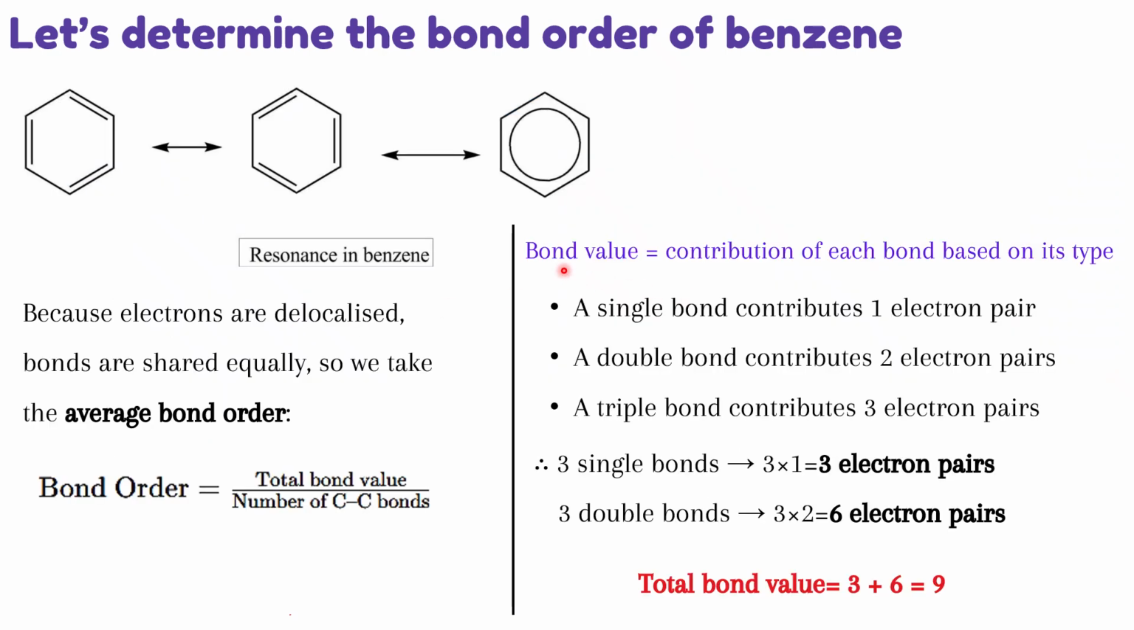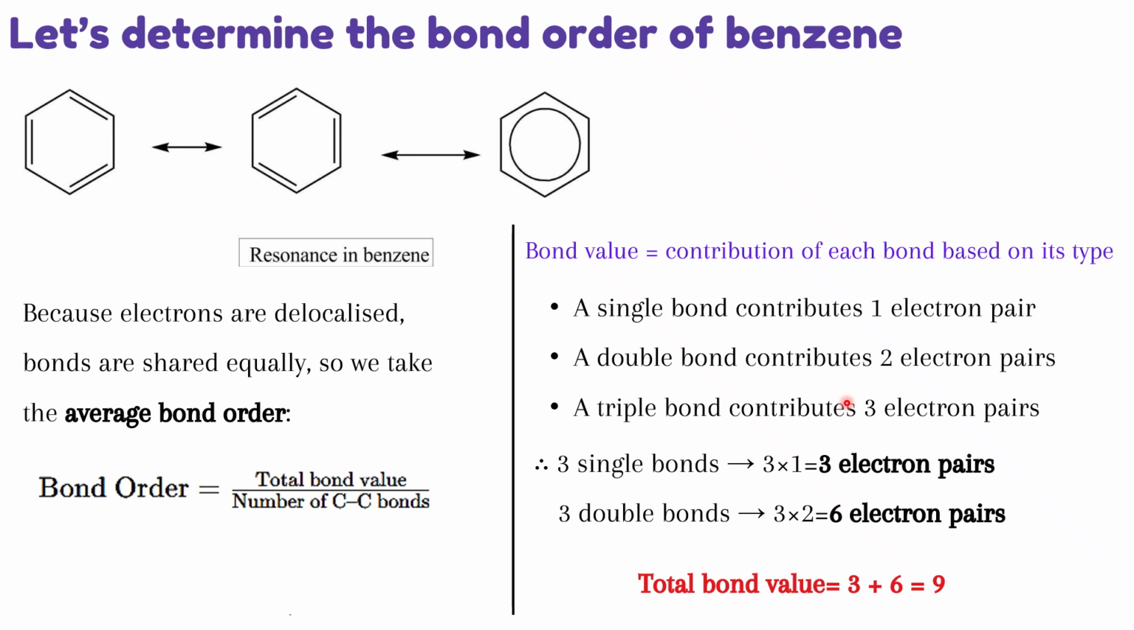So let us find out the bond value. How will you determine the bond value? It's easy. You just have to check for the contribution of each bond. What is the contribution? Contribution of number of electron pairs. So if you have a single bond, then the contribution will be 1 electron pair. If you have a double bond, then the contribution will be 2 electron pairs. If you have a triple bond, then the contribution will be 3 electron pairs. So this is how you will calculate the contribution.